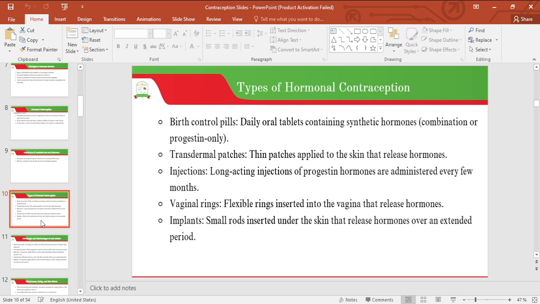Then we have the vaginal rings. Vaginal rings are flexible rings inserted into the vagina that release the hormones. Then we have the implants. Implants are small rods inserted under the skin that release hormones over an extended period.